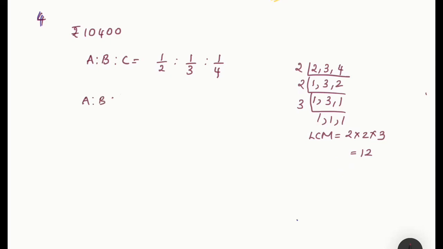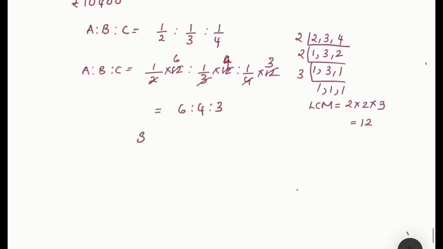So A is to B is to C, you can write it as 1 by 2 into 12 is to 1 by 3 into 12 is to 1 by 4 into 12. So 2 sixes are 12, 3 fours are 12, 4 threes are 12, right? So what do you get here? 6 is to 4 is to 3. That will become your new ratio. Now we can divide. What is our next step? Sum you need to take. Sum is equal to 6 plus 4 plus 3. You can even do it with the fractions, but the calculation becomes very difficult. So better you convert it into whole number form, then do it.